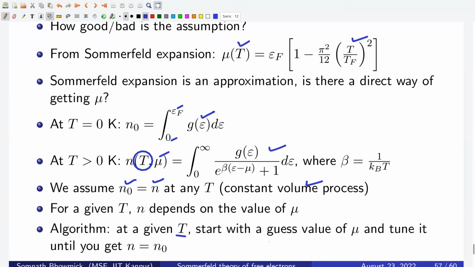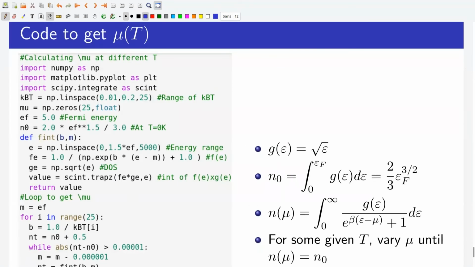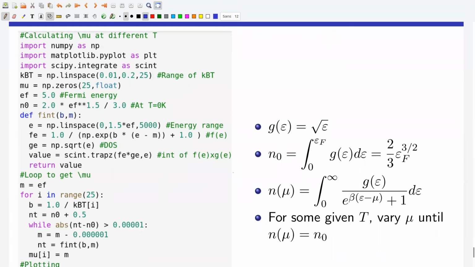At a given temperature, we are going to start with a guess value of mu, and we are going to tune it until we reach a point where N is equal to N naught. Let us write a code to get mu as a function of temperature. We shall consider 3D free electron gas such that density of states is equal to square root of E. Total number of electrons at T equal to 0 K can be calculated by integrating density of states from 0 to the Fermi energy, and it is equal to 2/3 times EF to the power 3/2.